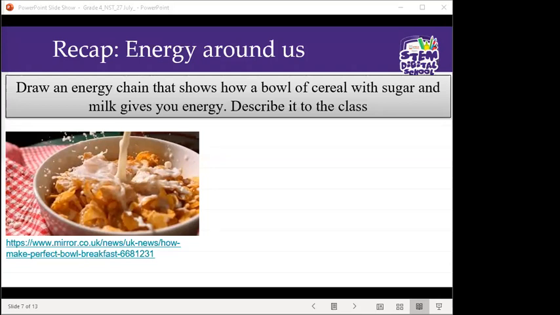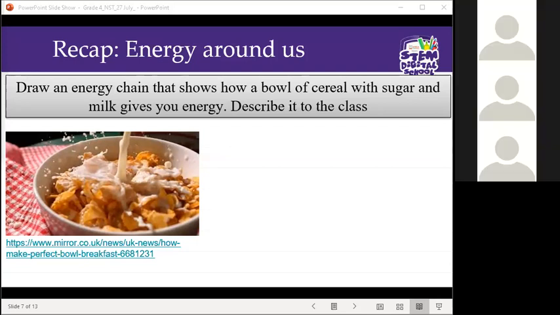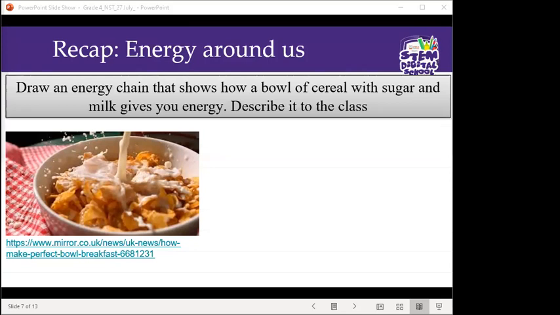And then the sugar also gives you energy because the sugar is sweet.